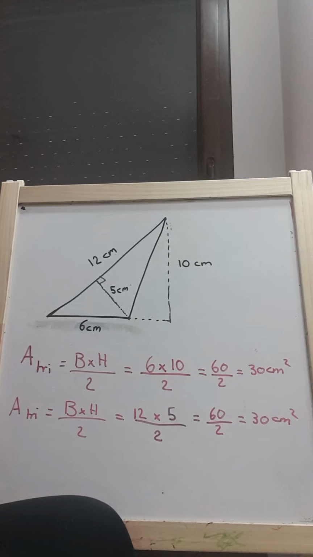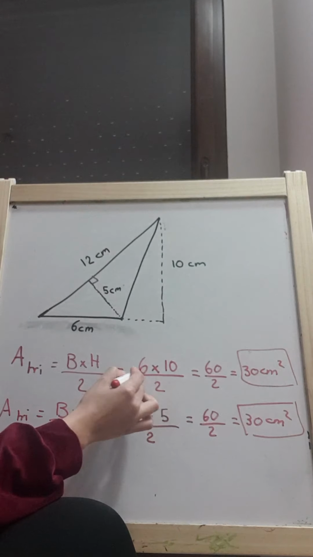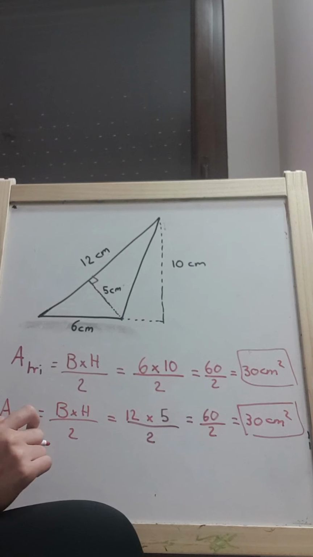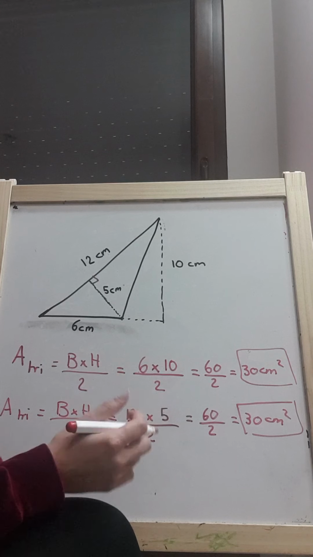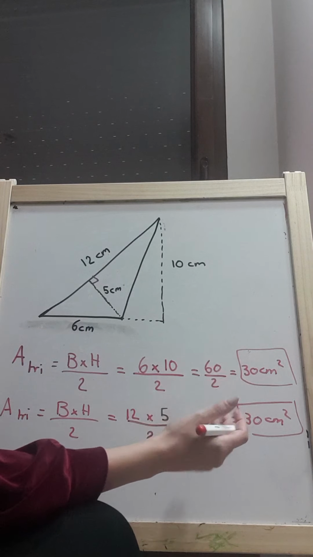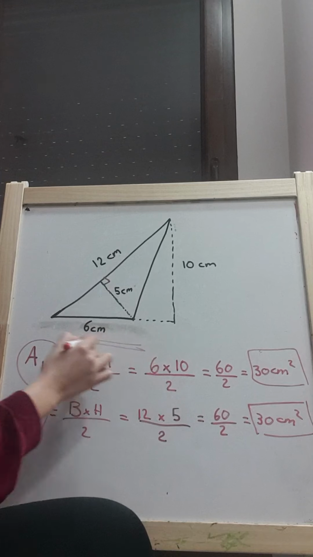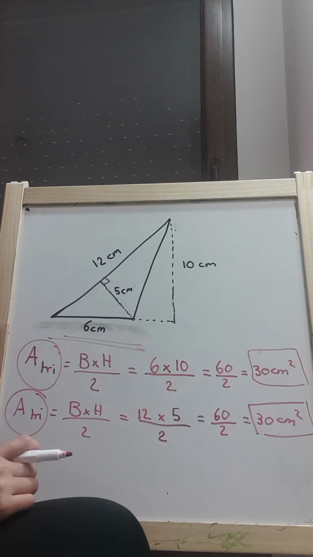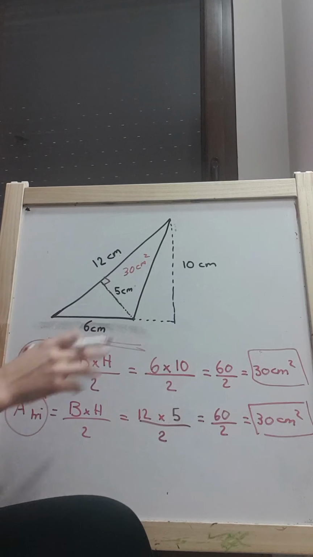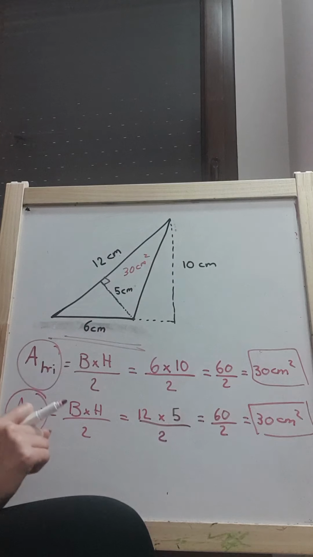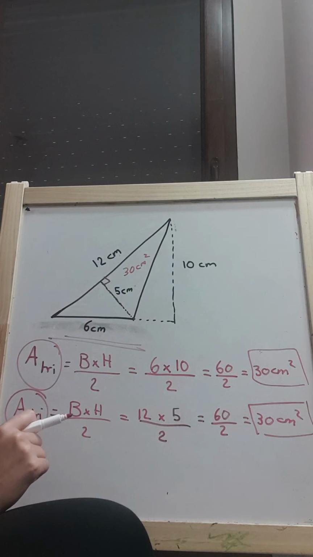Think about it. Does it make sense that they both have the same answer? Although the measurements that are used in each of the formulas are different. Of course, they should be the same, Aslan. They should be the same. If you were doing a correct job, they should turn out to be the same because I am finding the area of the same triangle. So the area of this triangle is 30 centimeters squared, whether you chose this to be the base and this is its corresponding height, or you chose this to be the base and this is its corresponding height.